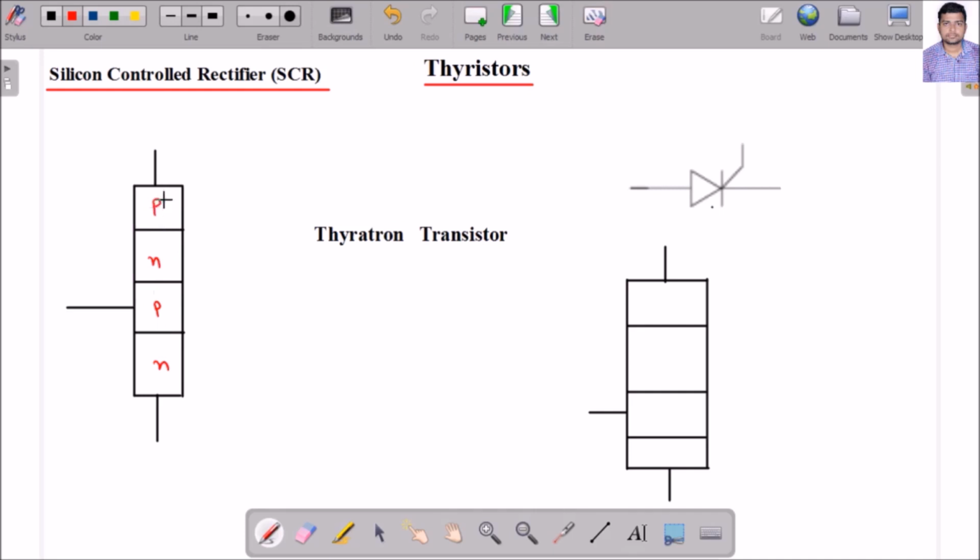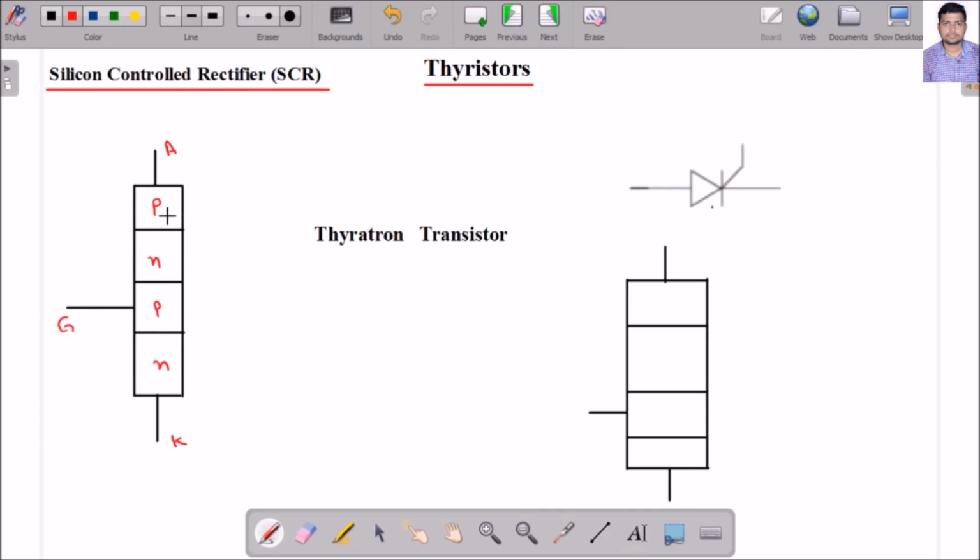The terminal connected to the outer P region is known as the anode, the terminal connected to the outer N region is known as the cathode, and the terminal connected to the inner P region is known as the gate. So basically I can say a thyristor is a 4 layer 3 terminal device.